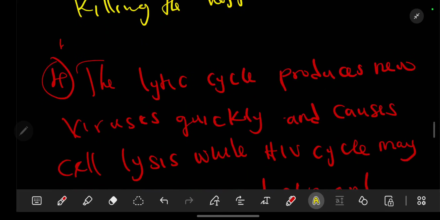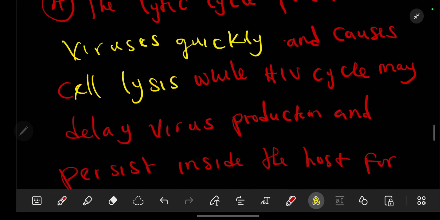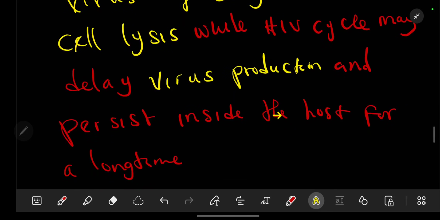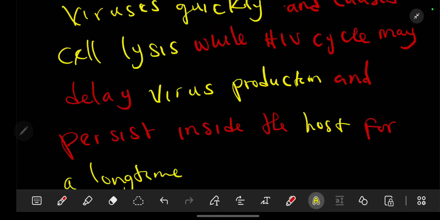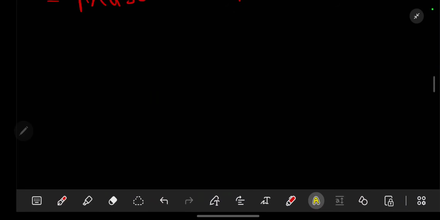The last difference is that the lytic cycle produces more new viruses quickly, because it is very fast, and causes cell lysis, which is the breaking of the cell. While the HIV cycle may delay virus production, so it may take time and also persist inside the host for a very long time without breaking it, though there comes a time when there shall be cell lysis.